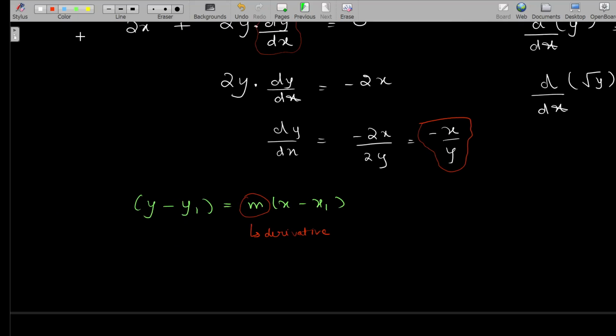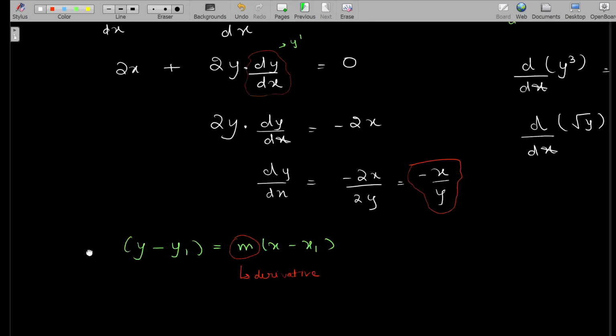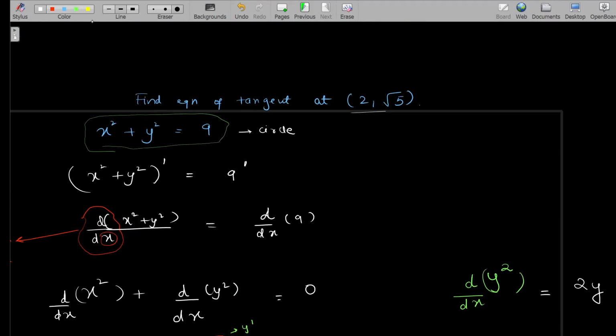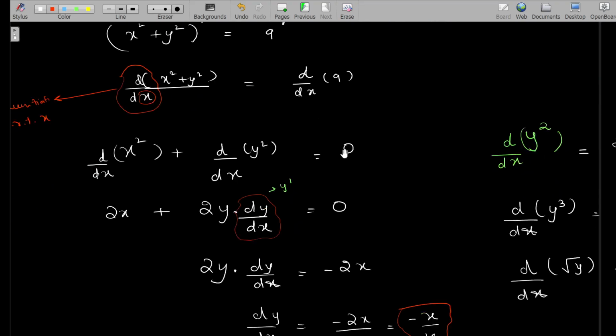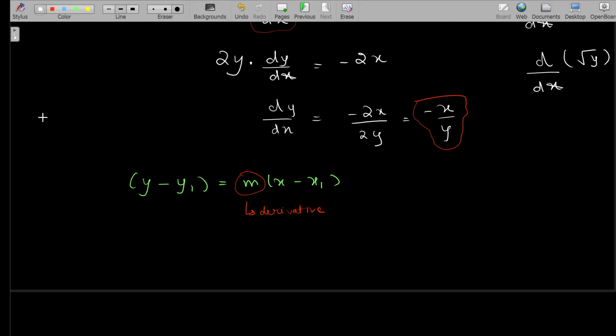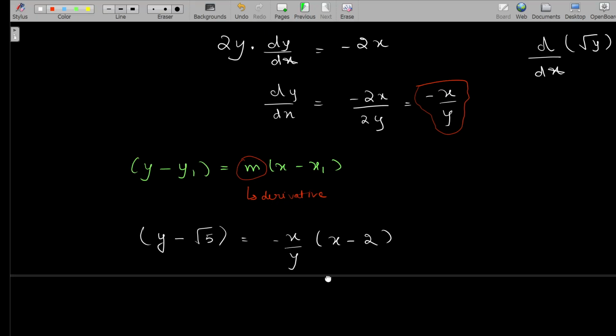So we can plug it in place of m. And x1, y1 is this. This is x1. This is y1. So it'd be, oh wait, no. So y minus root 5 is equal to negative x over y times x minus 2. Yes. And you can simplify this, or if you want you can leave it like this.